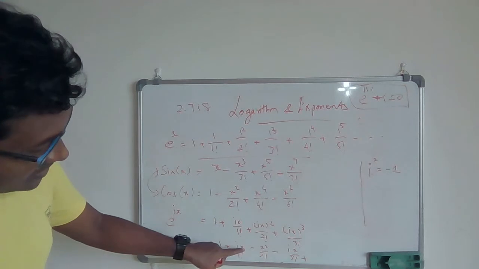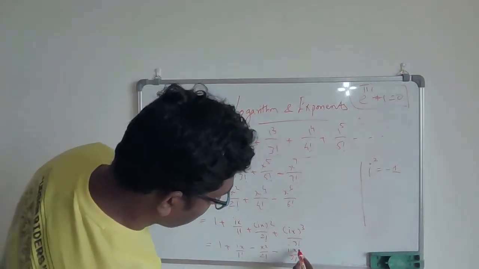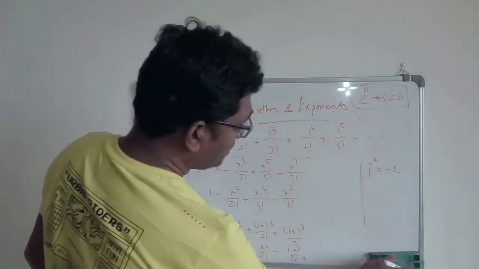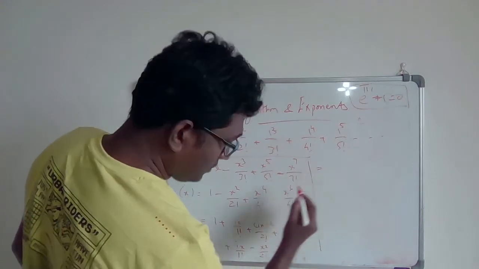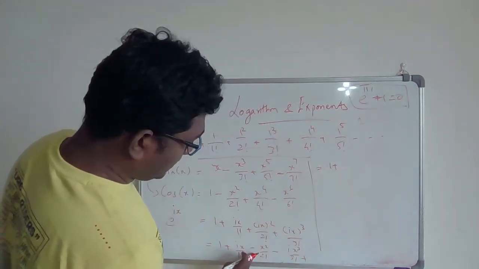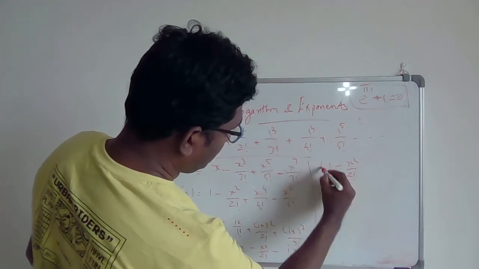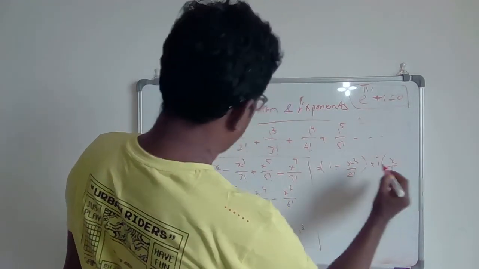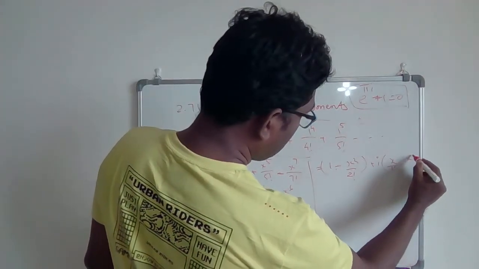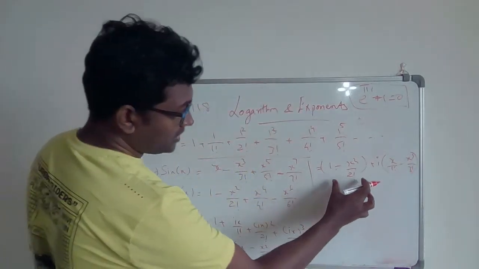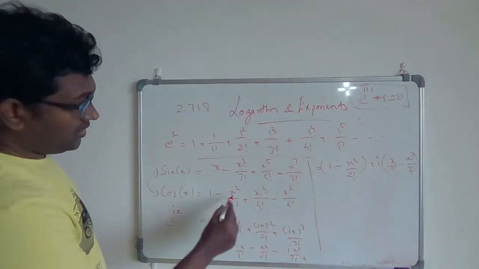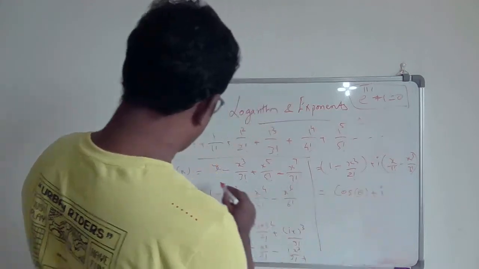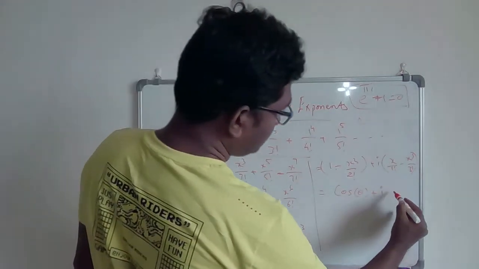If you see here, certain terms are with i, certain terms are not with i. If we try to group things together, you will get something like this: 1 minus x squared by 2 factorial, and so on. Then we take i, which is common, plus i times x by 1 factorial minus x cubed by 3 factorial and so on. So there is a component with i and a component without i, and if you see the corresponding series, this is nothing but your cos theta, and this becomes plus i into your sin theta: x minus x cubed by 3 factorial plus x to the 5 by 5 factorial.